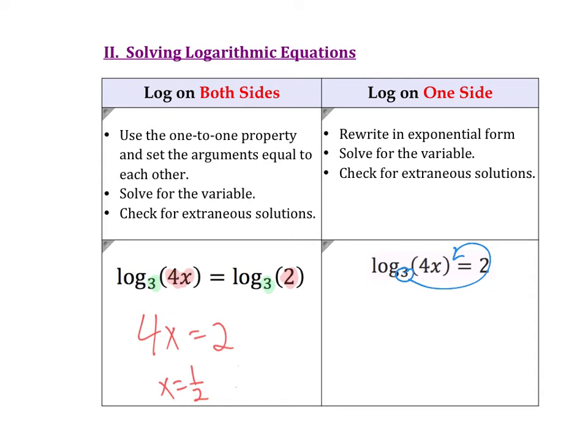So if I wrote this in exponential form, I'd have 3 squared equals 4x. Well, I do know what 3 squared is. That's just 9. So 9 equals 4x, therefore x is 9/4. No calculator needed on that one.